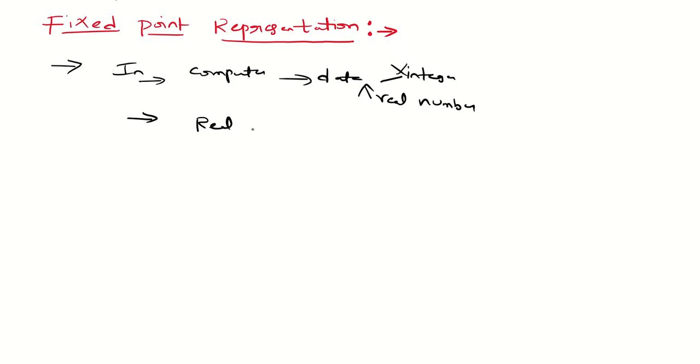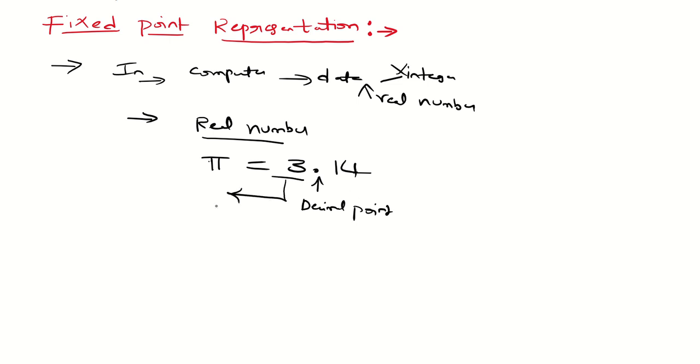Real numbers have two parts. Suppose I take a familiar one, pi equal to 3.14. This is called a decimal point. The part before the point is called the integer part, and the digits after the point are called the fraction part.